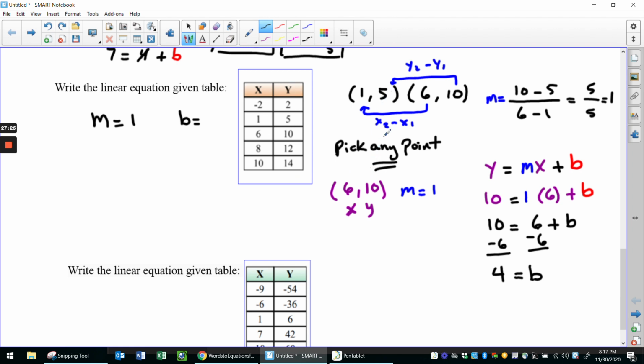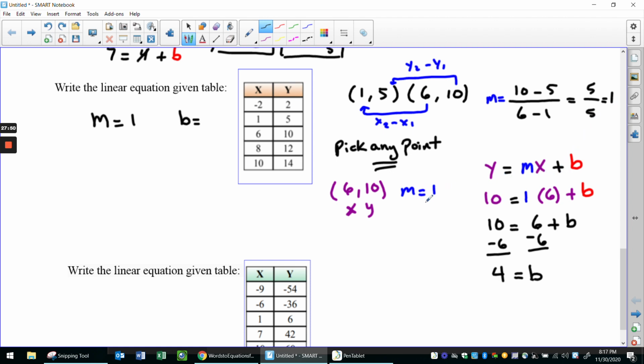Okay, so once again, I picked 2 points out of the table. I picked the top 2 points here. I just didn't want to do any negatives, so try to stay away from negatives as much as you can, if at all possible. 1, 5, and 6, 10. Subtracting and dividing and solving for the slope, we get 1 as the slope.